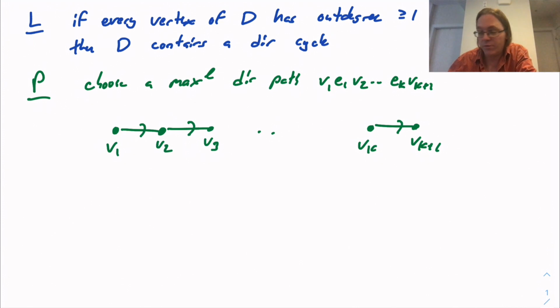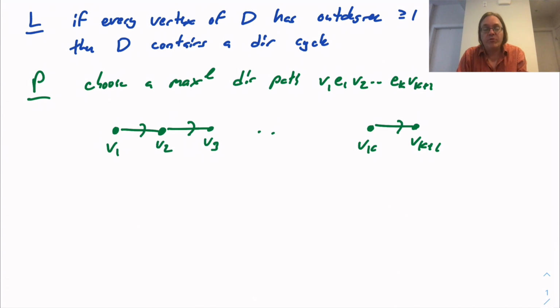That means that if you start at the vertex v sub k plus 1 and try to walk out along any directed edge, you're going to have to come back to a vertex that you've already used. Otherwise, this path wasn't maximal. Same thing at the vertex v1. If you wanted to go backward along an edge, if you wanted to find some vertex that has an edge from it to v1, again, that vertex had better lie on this path already. Otherwise, it wasn't maximal.